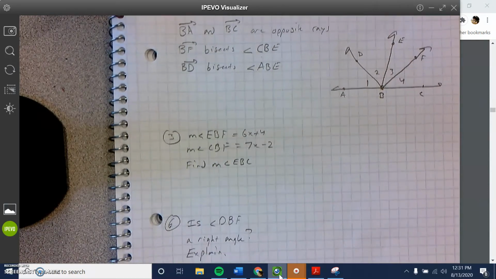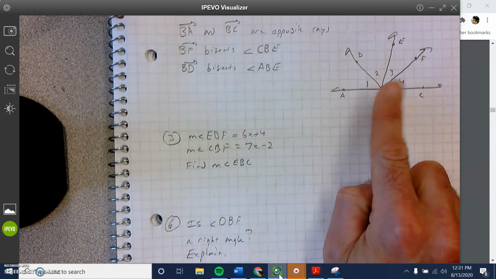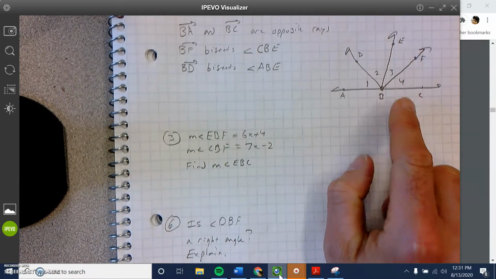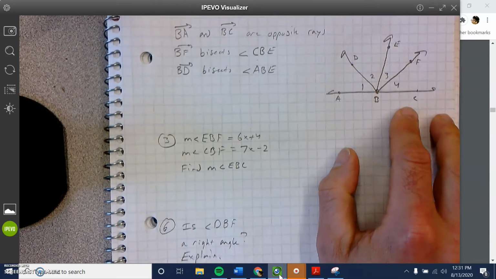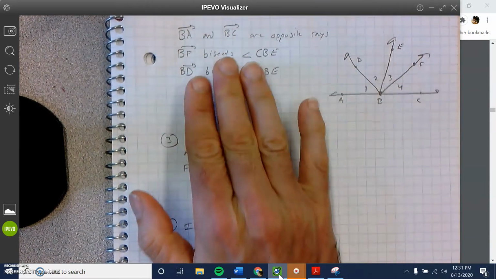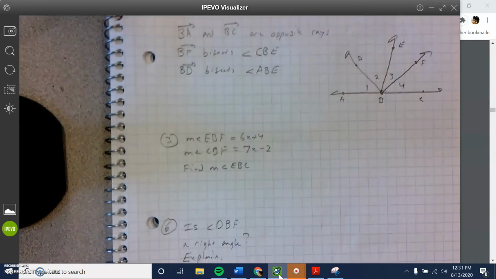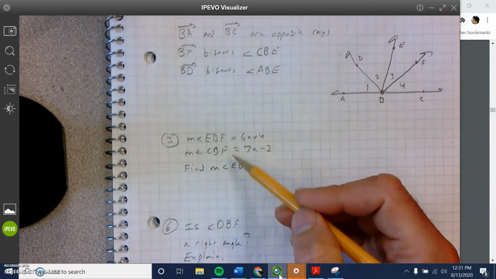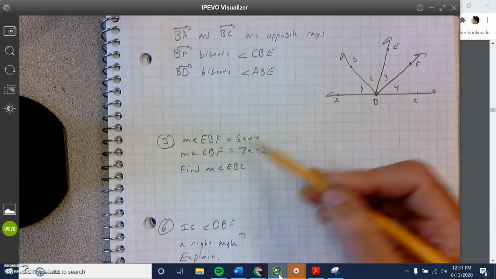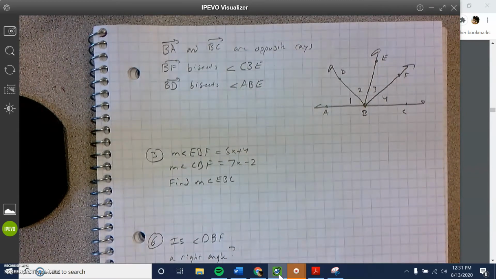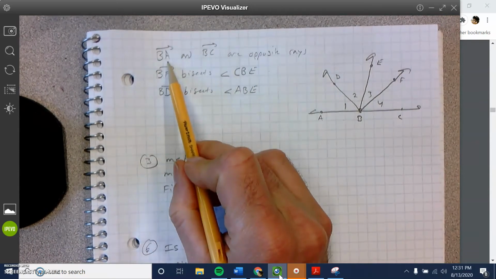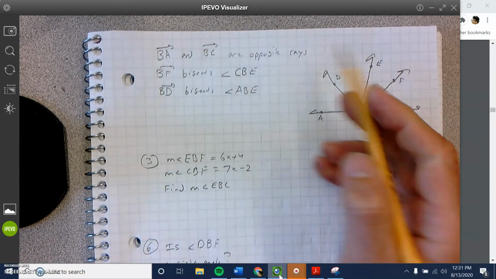Bam, here's mine. Sometimes with these I draw the picture just a little bit bigger because I know I'm going to be marking it up all over the place. So first thing you do is you mark up the picture with what's given. So it's given me all this in the bold face writing. So I'm going to mark up this picture even before I start, because I can't do this without my picture being right. So ray BA and ray BC are opposite rays.